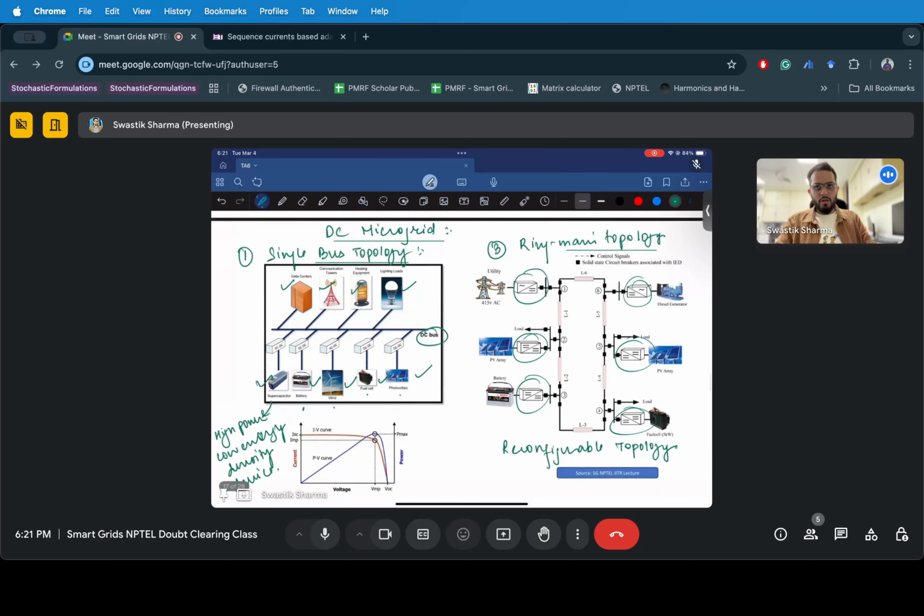So what do you think in both of them? I have not shown multibus, but in both of them, which do you think will have a higher reliability? Can anyone tell me, in between both of them, which one will have a higher reliability?